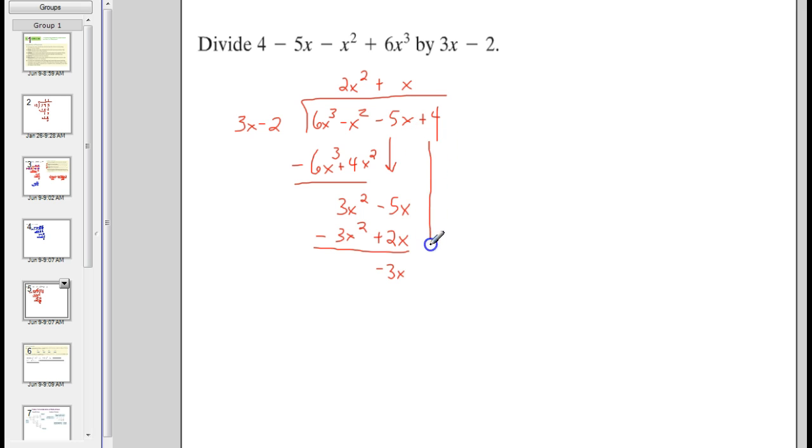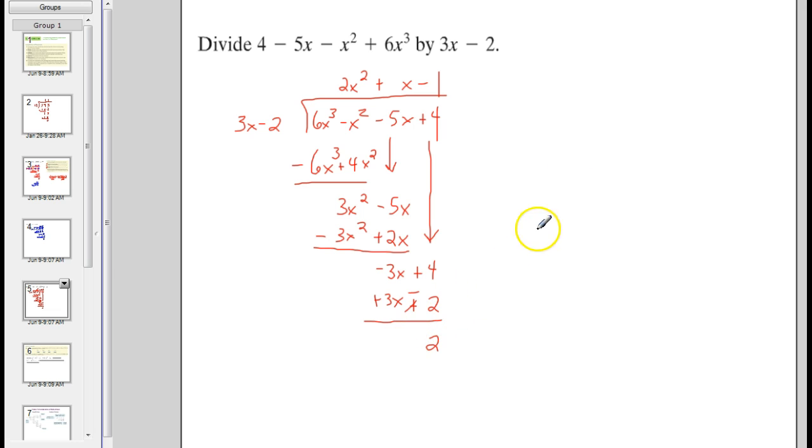And then bring down the 4. Alright, what do I multiply positive 3x by to get negative 3x? I multiply by negative 1. Negative 1 times positive 3 is negative 3x. A negative times a negative is a positive 2. And then when I change my signs here, I get a positive 3x, a negative 2. These cancel. 4 minus 2 is 2. Right, now there's nothing left to bring down.